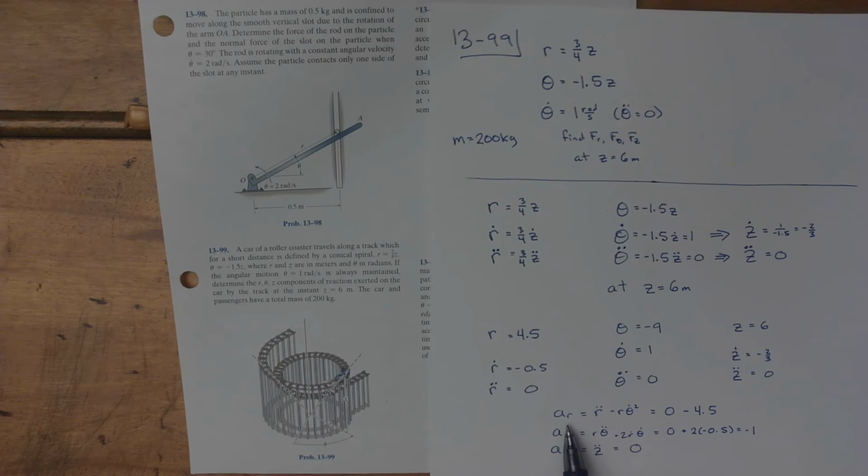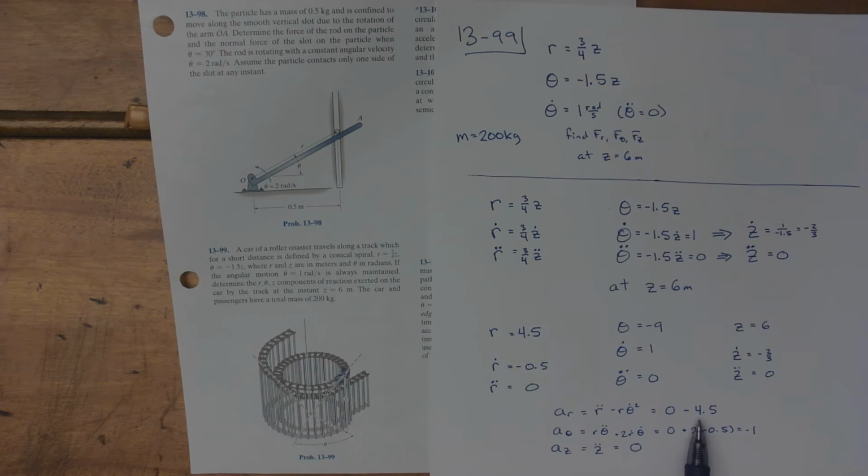Okay, so we have for the radial component negative 4.5. We have for the transverse component 0 plus 2 times negative 0.5, which is negative 1. And for the z component, we have 0.